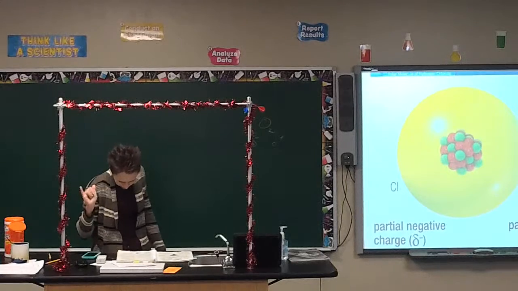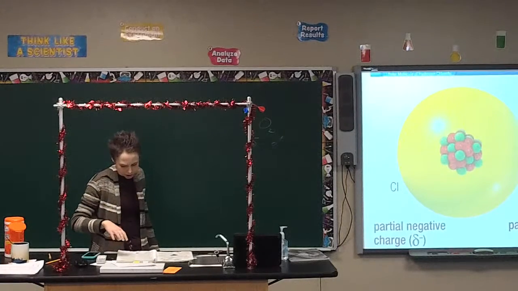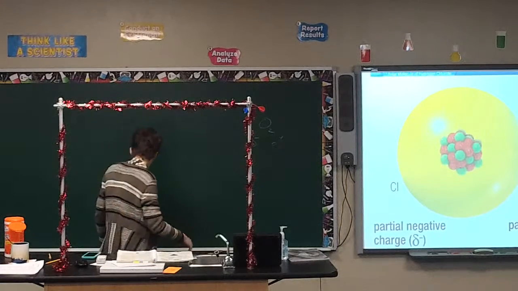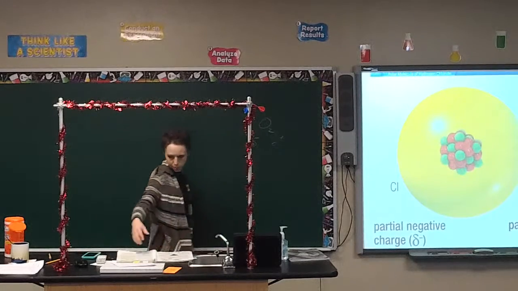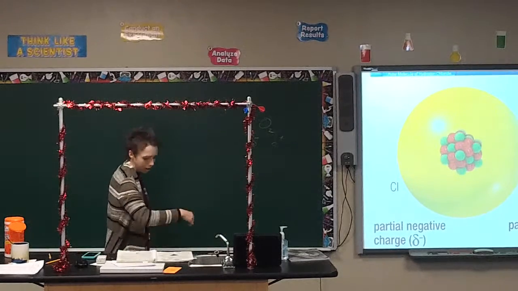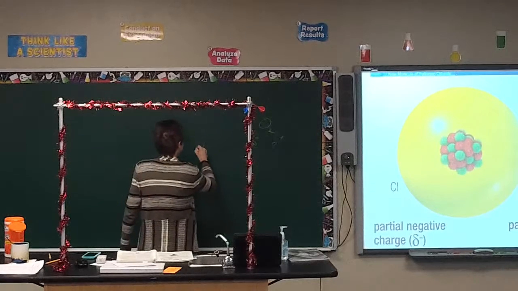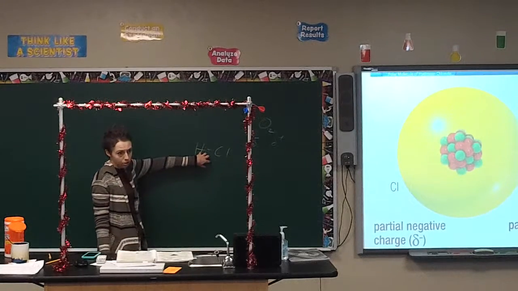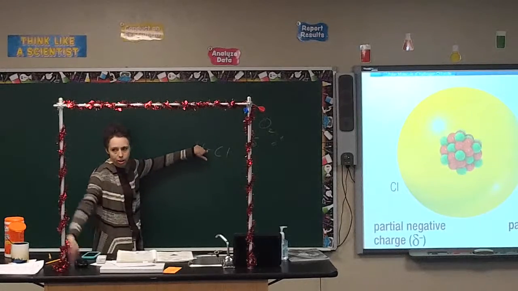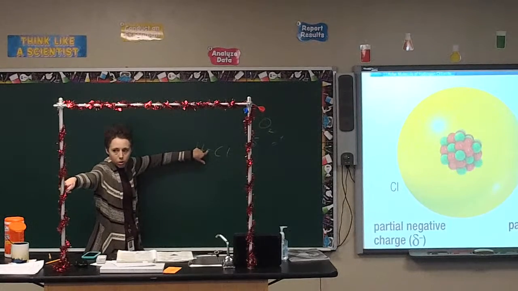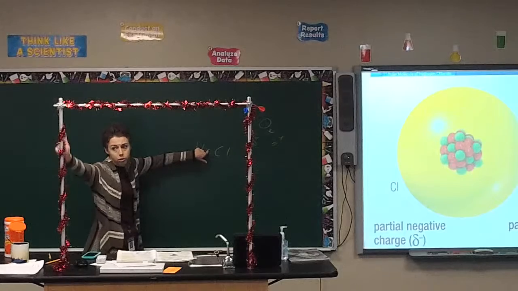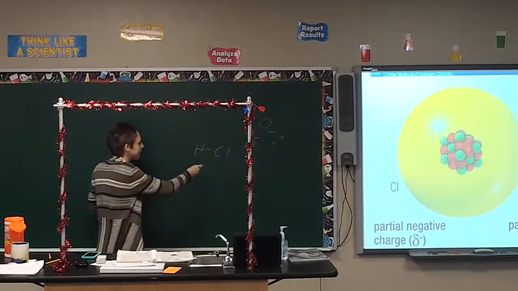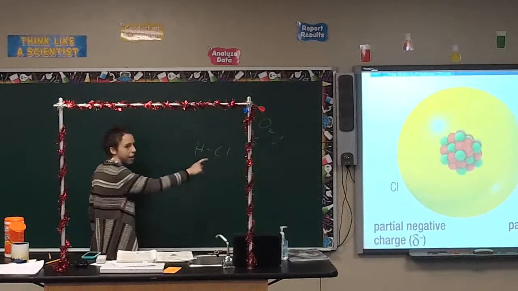Your book points out as well that sometimes we use a special arrow to help represent this. For example, if I were to draw it like this, with the hydrogen bonded to the chlorine. Now keep in mind, this is still covalent, so how many electrons are being shared here? One. Okay, so it's a single bond, two. So because of that, which one's stronger, the chlorine or the hydrogen?